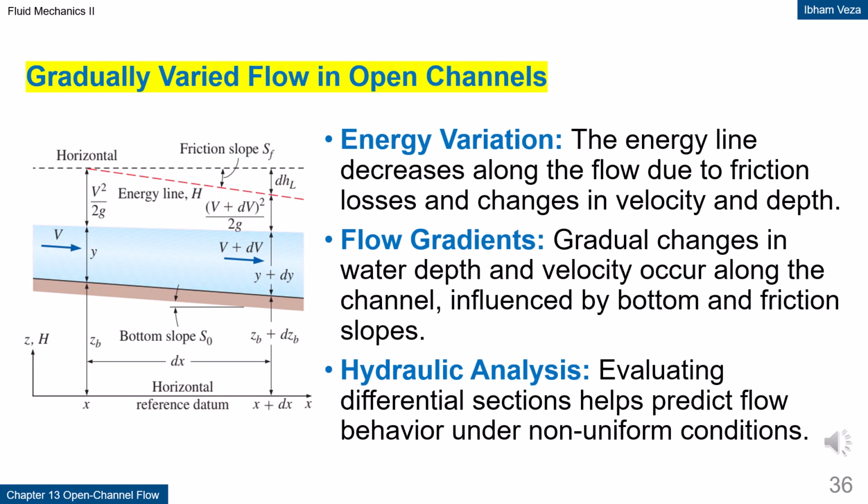Gradually varied flow in open channels. In gradually varied flow, the depth and velocity change slowly along the channel. The energy line decreases gradually due to energy losses caused by friction. These changes are usually influenced by variations in bed slope or downstream boundary conditions. The analysis is performed using a differential approach along the channel. This concept is important for predicting water surface profiles in rivers and canals.